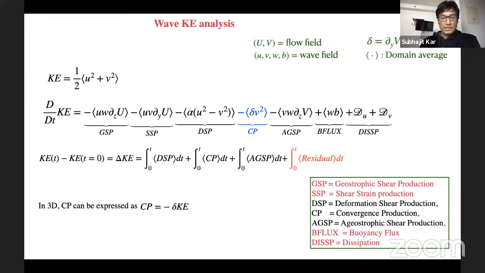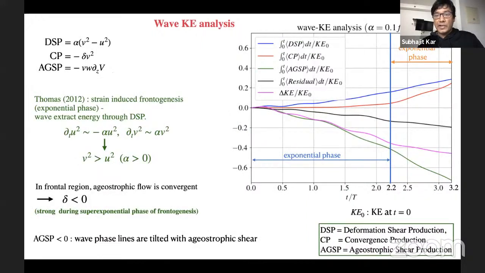So now what we're going to focus on is the DSP, which is the deformation shear production, the CP, the convergence production, the GSP, the ageostrophic shear production, and the residuals. Here I'm showing the wave kinetic energy analysis for alpha equal to 0.1f. You are seeing the different terms here: the blue is the DSP, the red is the convergence production, the green is the ageostrophic shear production, and the black is the residual.